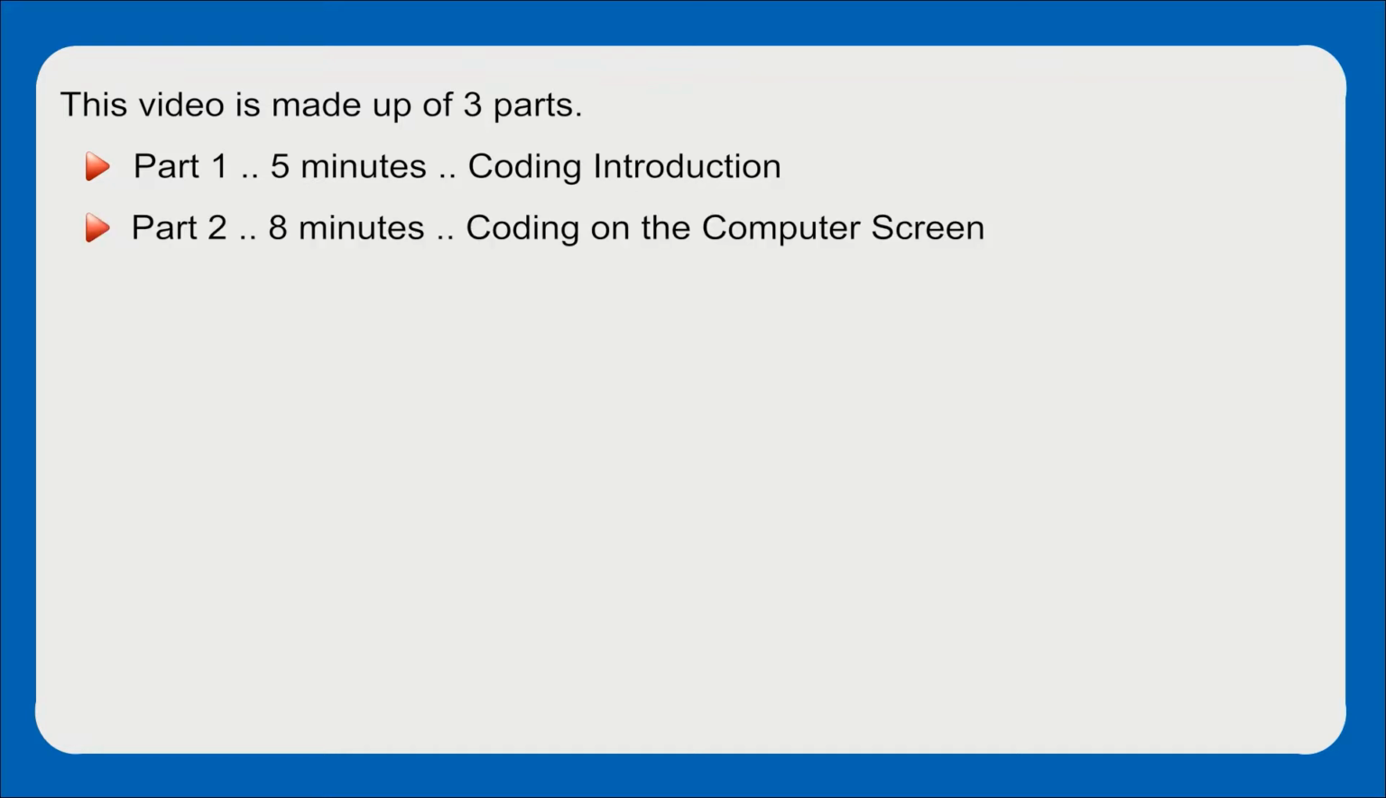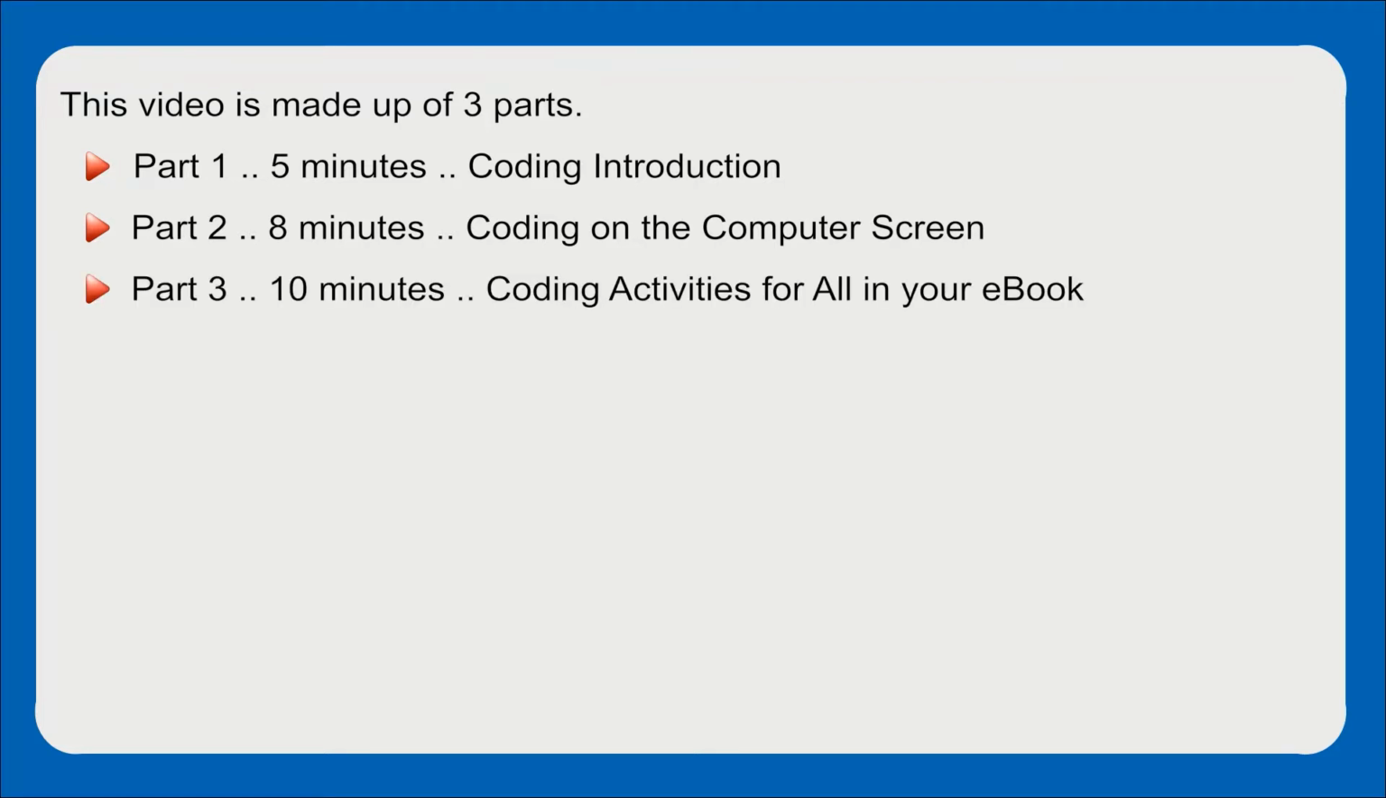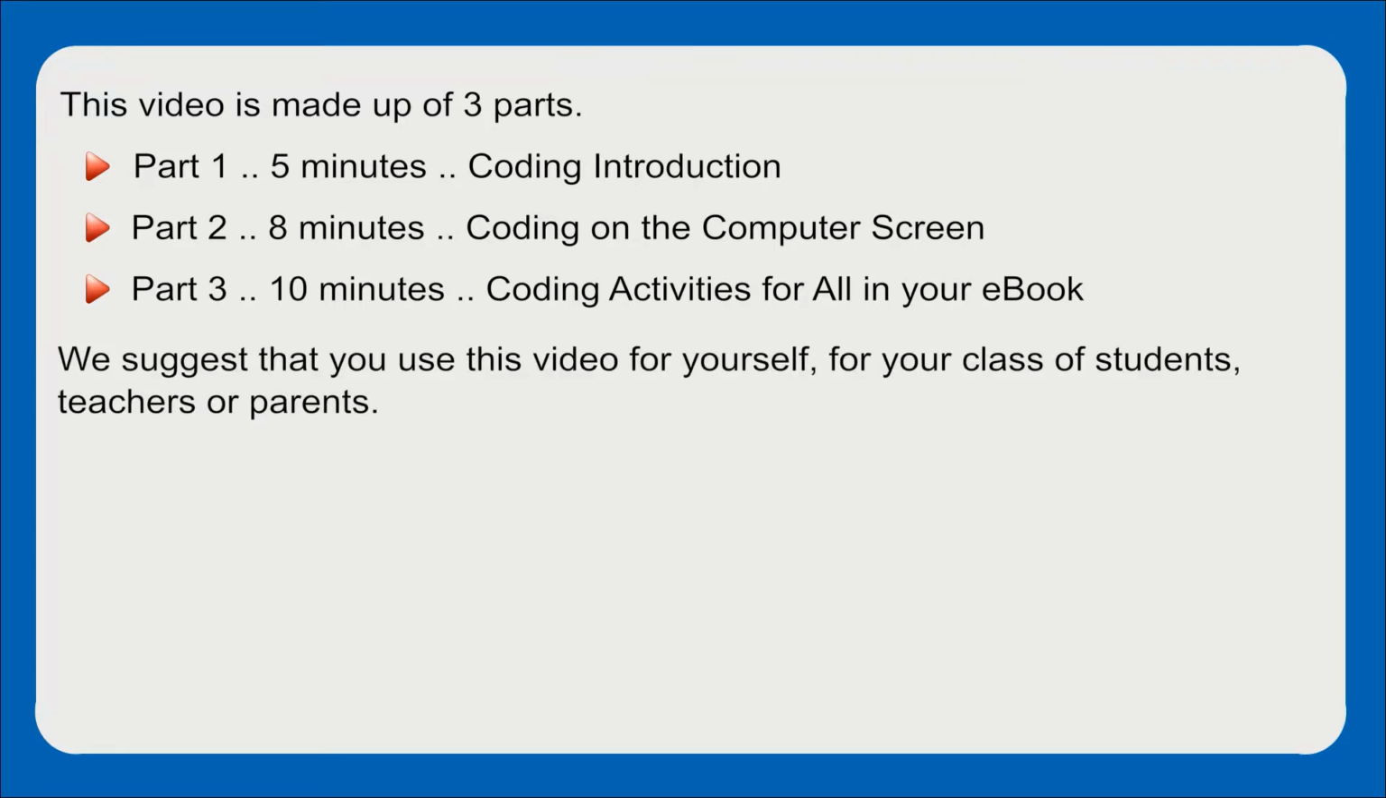This video is made up of 3 parts. Part 1 is 5 minutes, Coding Introduction. Part 2 is 8 minutes, Coding on the Computer Screen. Part 3 is 10 minutes, Coding Activities for All, in your ebook. We suggest that you use this video for yourself, for your class of students, teachers, or parents.